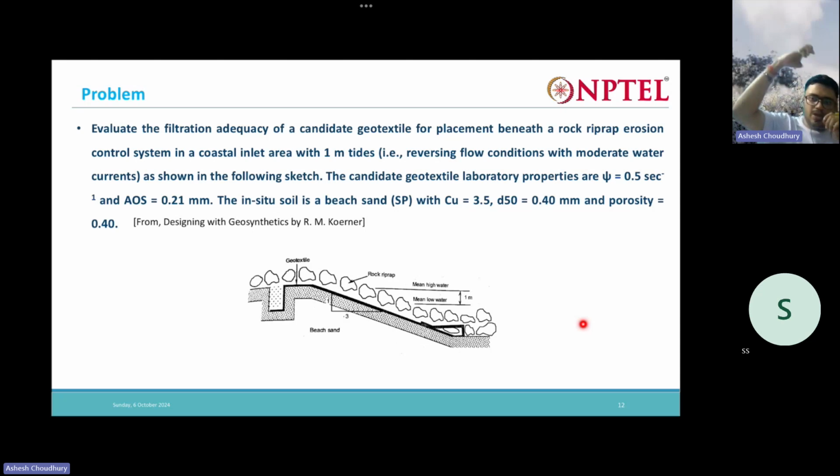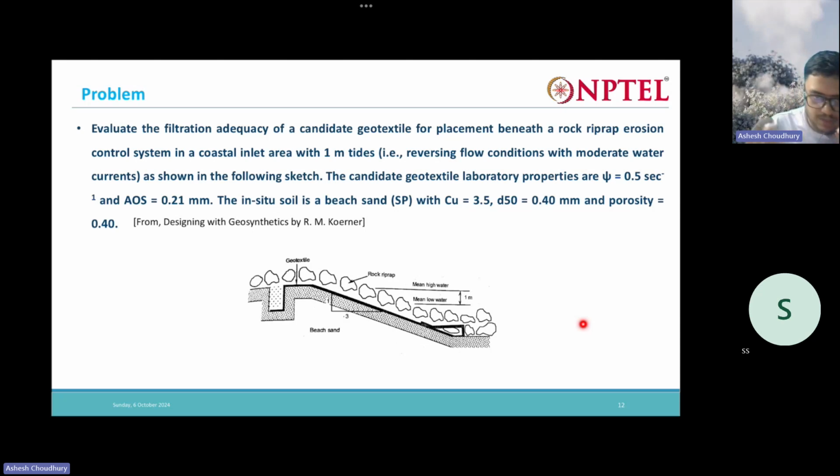So this is the rock riprap, and below the riprap you place the geotextile. So geotextile, what? Water will come and it will go back. Say the water level is high. When the water level reduces, what is going to happen? There is a tendency for the water to carry that soil along with it, right?